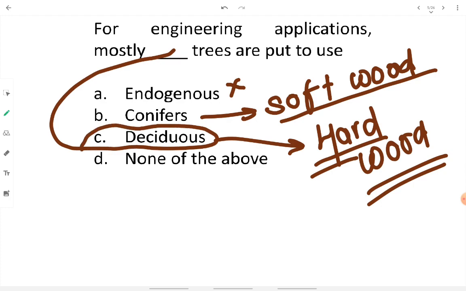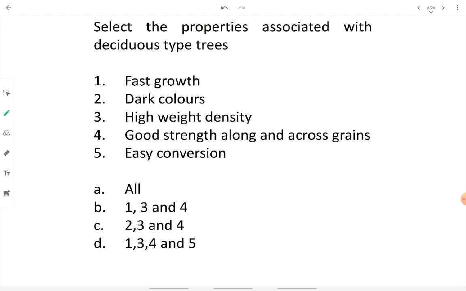Let's go to the next question. We have to select the properties associated with deciduous type trees, or hardwood type trees. The first point says fast growth. No, in deciduous type trees growth is slow, very little with respect to passage of time. On the other hand, conifer, the softwood, has better, faster growth. Therefore, the first point, that hardwoods grow fast, is wrong.